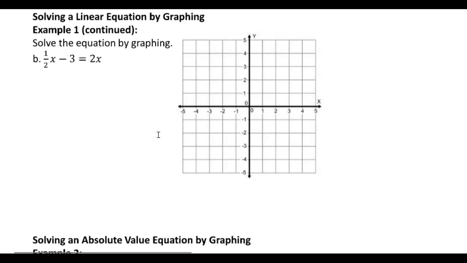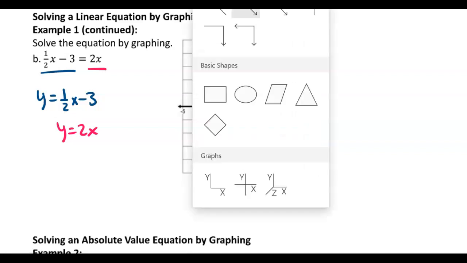Okay, so on this one, you're going to just do the left side as y equals half x minus 3, and the right side is y equals 2x. So you graph them as separate lines, so -3, and then our slope is 1/2, so up 1 over 2. All right, I'm going to stop and draw a line real quick.